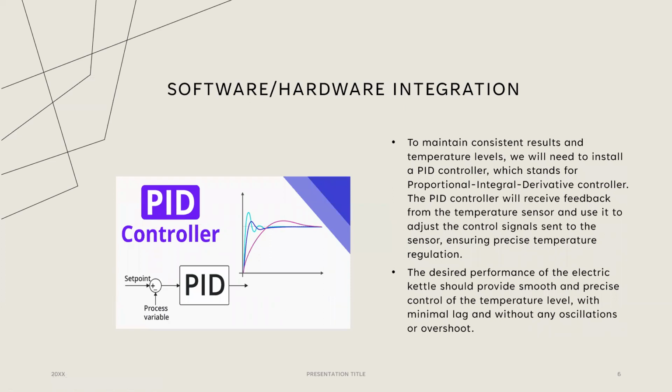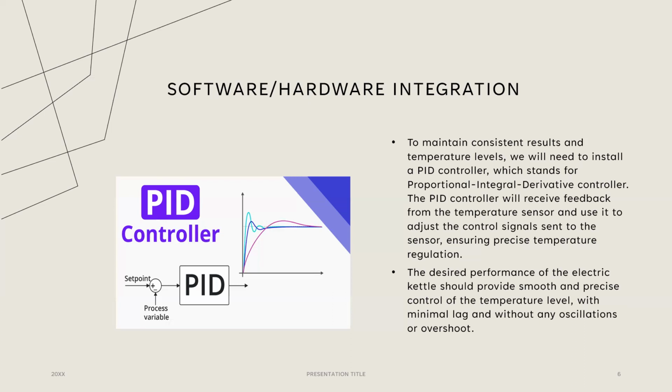Hardware integration. To maintain consistent results and temperature levels, we will need to install a PID controller, which stands for proportional integral derivative controller. The PID controller will receive feedback from the temperature sensor and use it to adjust the control signal sent to the sensor, ensuring precise temperature regulation. The desired performance of the electric kettle should provide a smooth and precise control of the temperature level, with minimal lag and without any oscillations or overshoot.